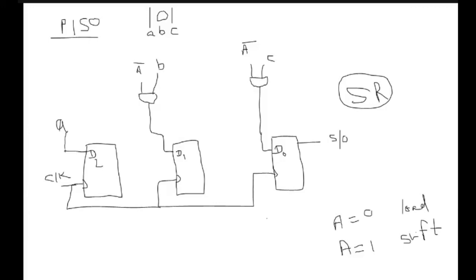But for shifting, when A is 1, it has to shift. And how to perform the shift operation? D2 has to be connected to D1 for shifting, right? Only then this data will travel here and then to the next stage. So to connect it, we will be using one more AND gate, and we will be saying when A is equal to 1, that is A, this data should be connected to D1.